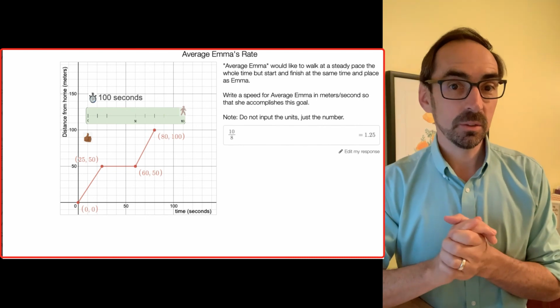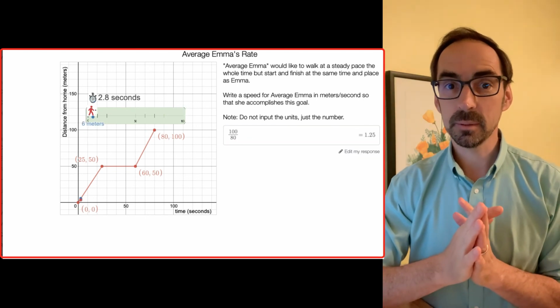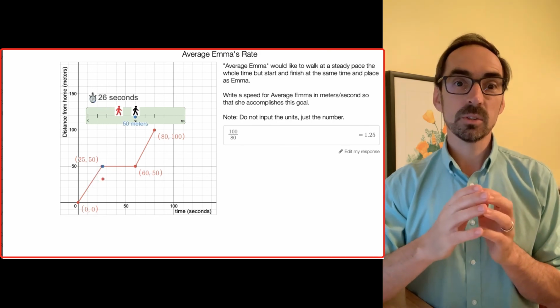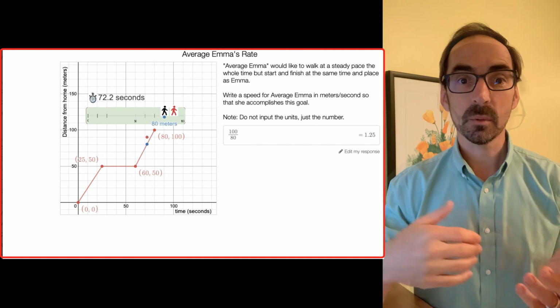One small technical note, the students can't input a number with units. That's going to cause a problem in the Desmos activity. So students should present that with simply the number rather than the number with units.